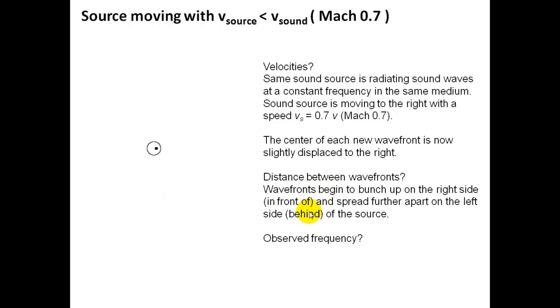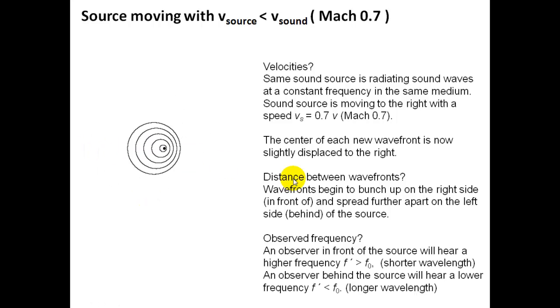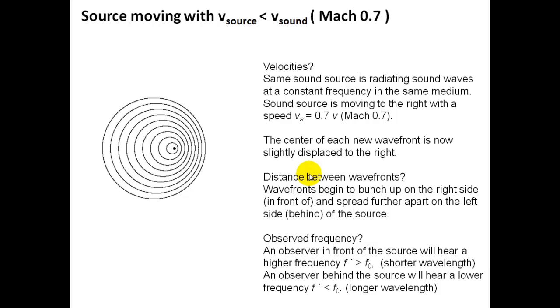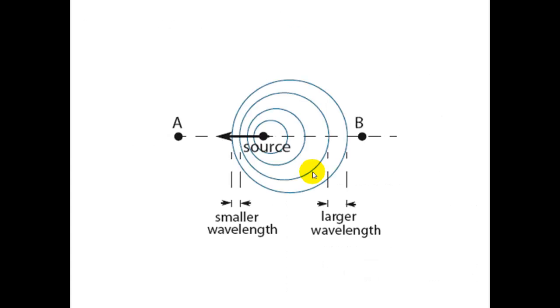What about the observed frequency? The frequency observed here is high as it approaches, and the frequency observed here as it recedes is low. And this is another way of looking at it. The source is moving to the left. Here we have a perceived smaller wavelength. Here we have a perceived larger wavelength with respect to the medium and the observer, but not the source.